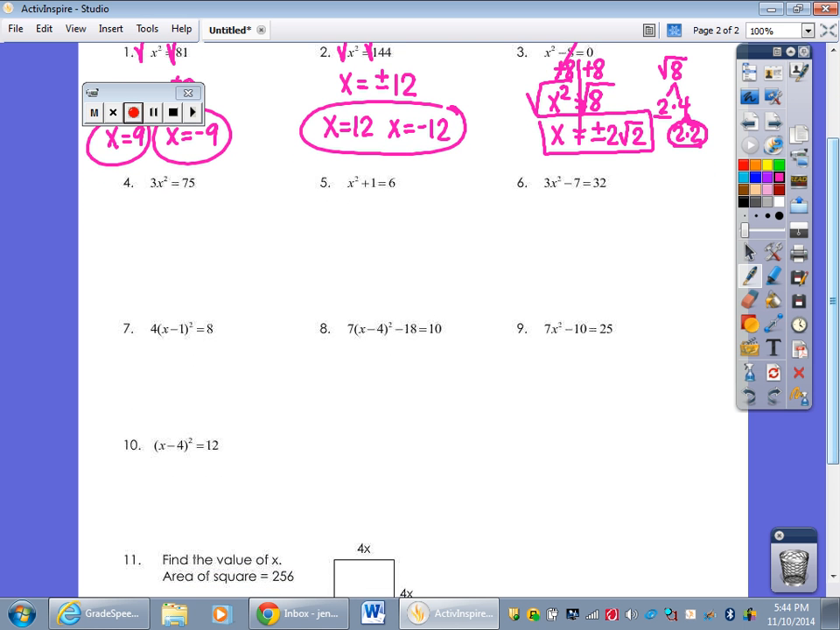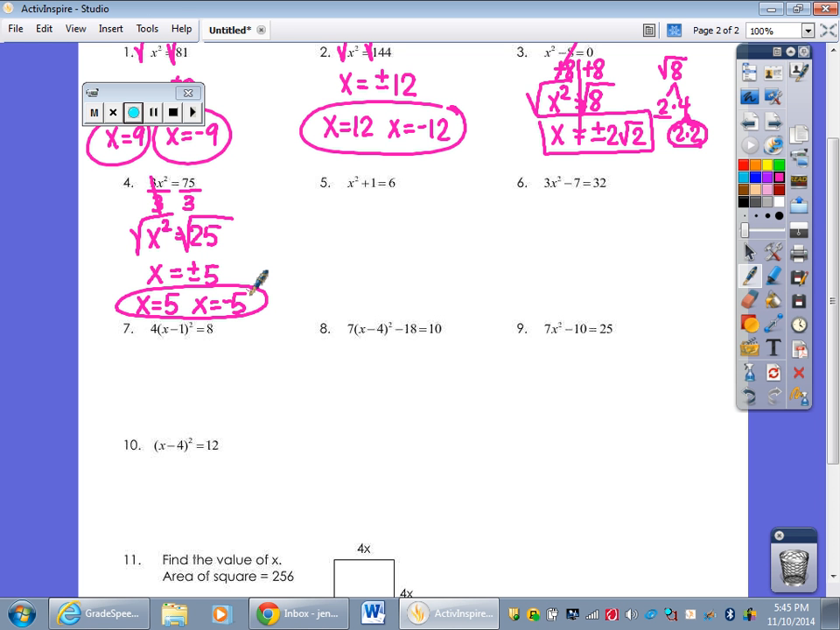On the next one, to get rid of the 3 in front of the x squared so that we can get x squared by itself, we would divide by 3. So x squared is going to be equal to 25, 75 divided by 3. And then we take the square root of both sides, so x is going to be equal to plus or minus 5. So x equals 5 and x equals negative 5 would be our two solutions.